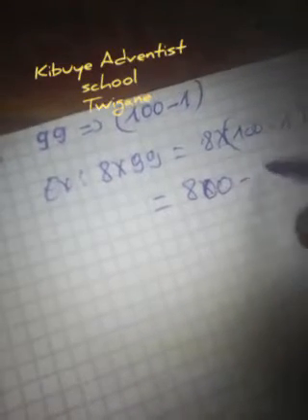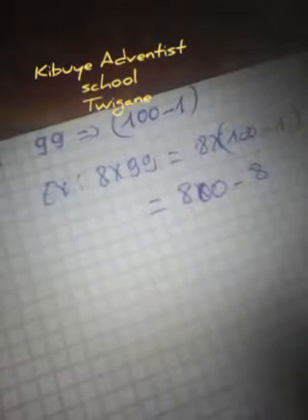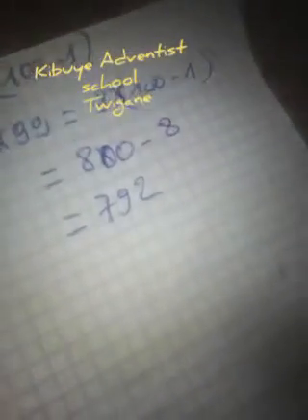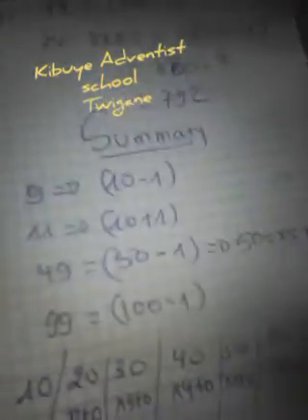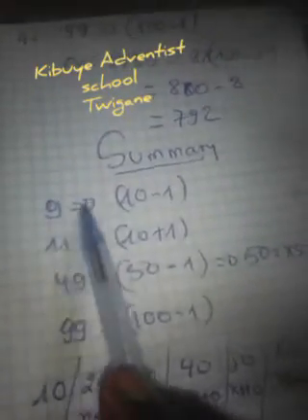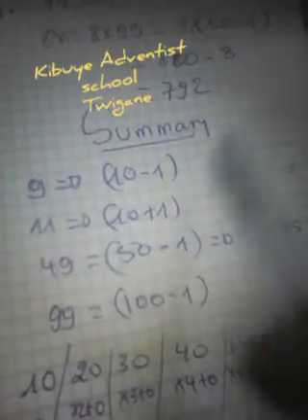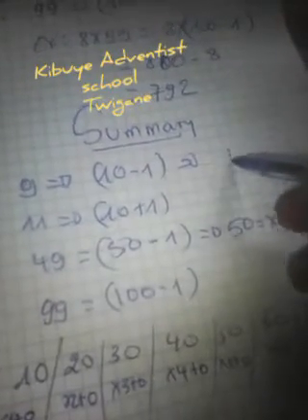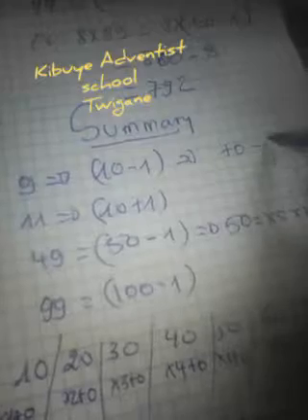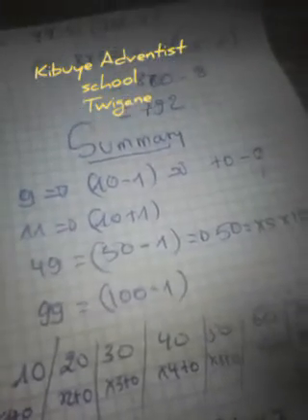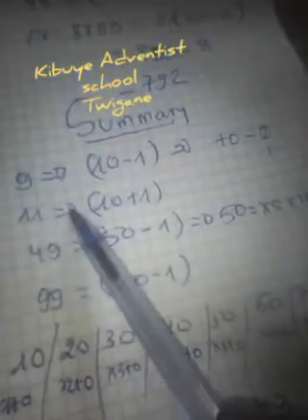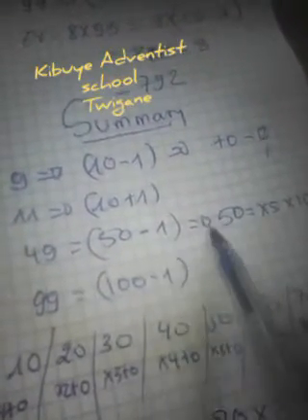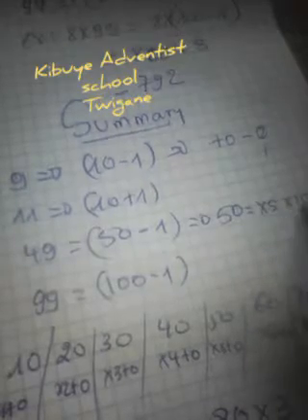Summary here. Let me explain the summary. For 9 you have to take 10 minus 1. For 9 we take the number, add 0, and then minus that number. For 11 we take the number times 10, then plus that number times 1. For 49 you take that number multiply by 10, then minus that number. For 99 you multiply by 100, then minus that number.